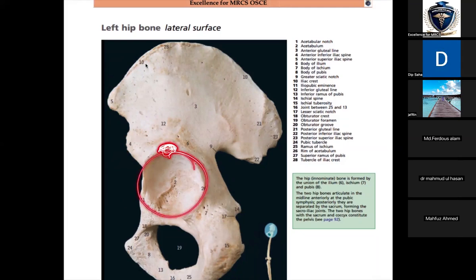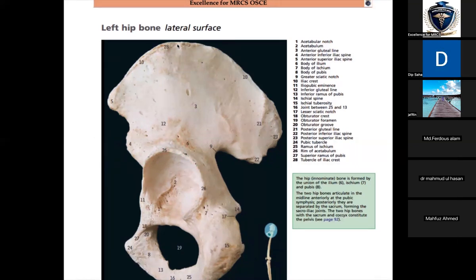So how many heads are there of the rectus femoris? There are 2 heads. One is the straight head and the other is the reflected head. The straight head comes from the anterior inferior iliac spine, and the reflected head comes from the rim of the acetabulum. Yes, very good, the rim of the acetabulum.